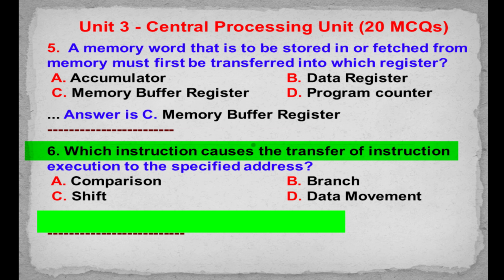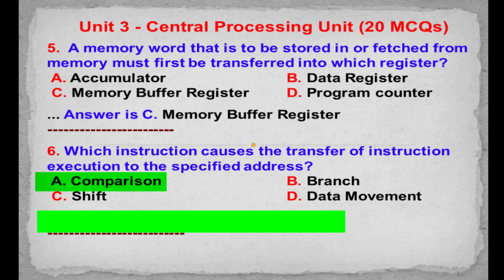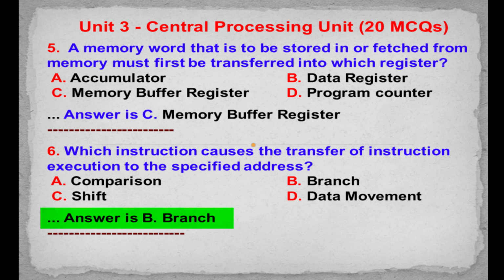MCQs number 6. Which instruction causes the transfer of instruction execution to the specified address? Option A, comparison. Option B, branch. Option C, shift. Option D, data movement. Correct answer is option B, branch.